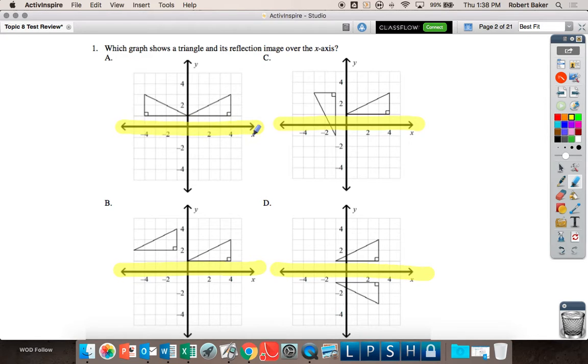Now you should be very clear which shape has a reflection over the x-axis. Don't tell me, because I don't want everybody getting free answers. So you can finish that problem by yourself, and that's how you're going to earn that 10 extra points on your test. Cool?